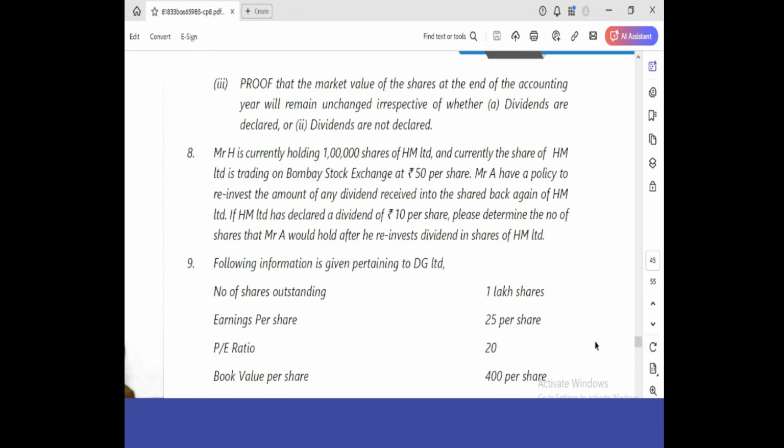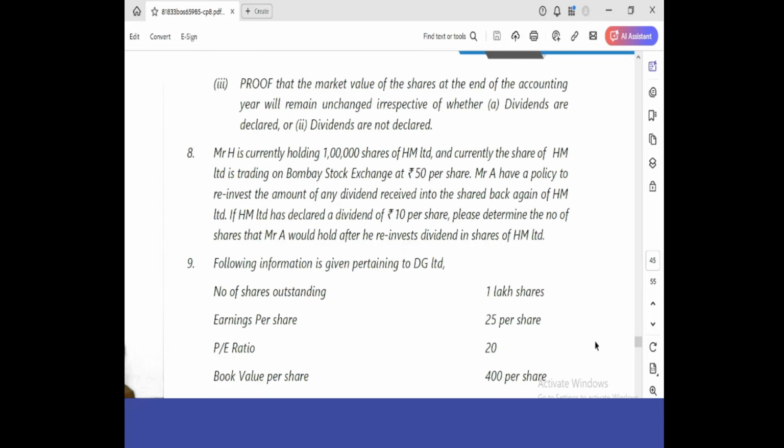Now please read the question. Mr. H is currently holding 1 lakh shares of HM Limited, and currently the shares of HM Limited are trading on the Bombay Stock Exchange at rupees 50 per share. Very clearly given that you are holding 1 lakh shares in a company, and the company shares are trading at rupees 50 in the market.